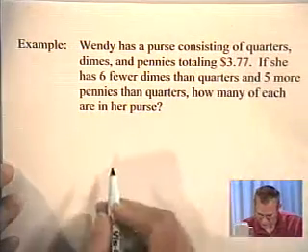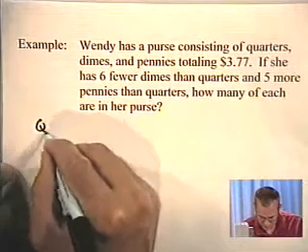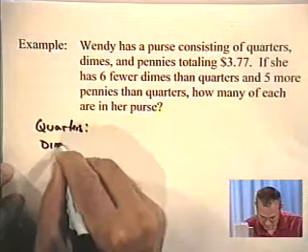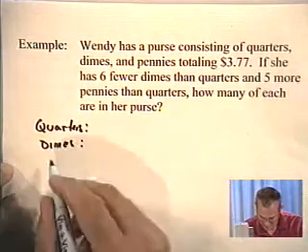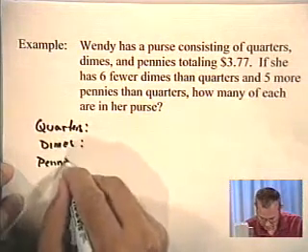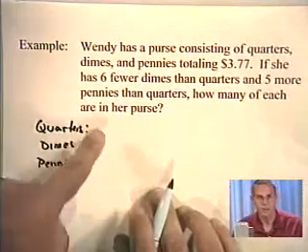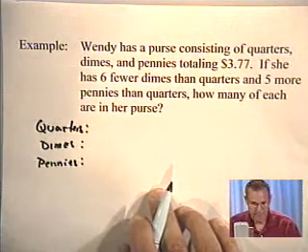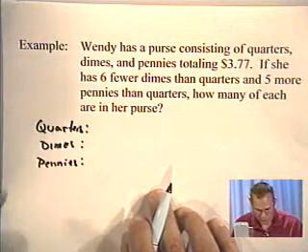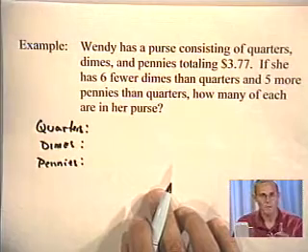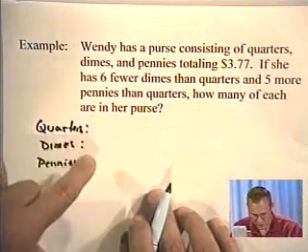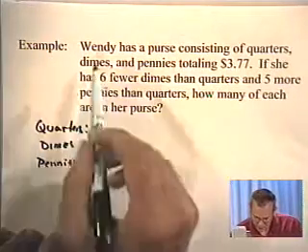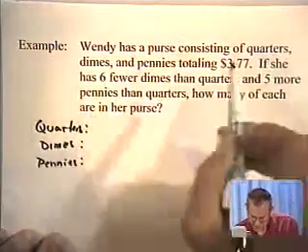So what we need to figure out is what is going to be our variable throughout this problem. Well, I'm going to just write a note to myself that I have quarters, dimes, and pennies. Now I'm going to try to come up with a variable that describes my quarters, describes my dimes, and describes my pennies. Now remember, throughout all of these word problems, we have to come up with one variable that's going to work with each of these components. So let's try to read the problem again. Wendy has a purse consisting of quarters, dimes, and pennies.